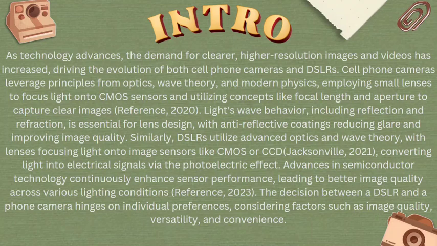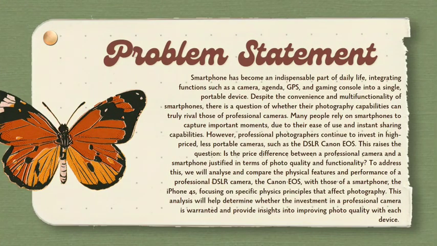The decision between a DSLR and a phone camera hinges on individual preferences, considering factors such as image quality, versatility, and convenience. For the problem statement, the smartphone has become an indispensable part of daily life, integrating functions such as camera, agenda, GPS, and gaming console into a single portable device. Despite the convenience and multifunctionality of smartphones, there is a question of whether their photographic capabilities can truly rival those of professional cameras. Many people rely on smartphones to capture important moments due to the ease of use and instant sharing capabilities. However, professional photographers continue to invest in high-priced, less portable cameras such as a DSLR Canon EOS.